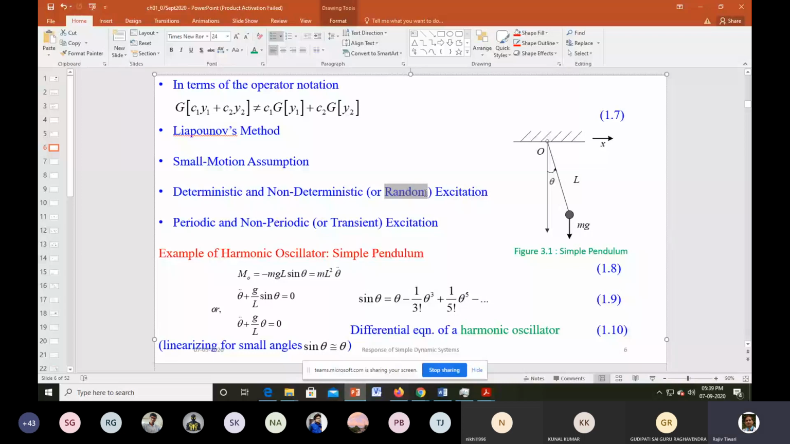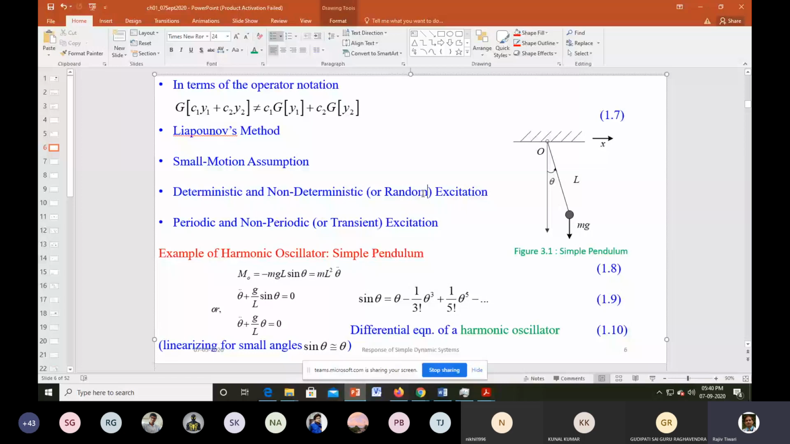So what are random forces? Like the wind or the sea waves. That kind of force we cannot predict; it will always be changing. That kind of random force has some specific characteristics. We will not be considering random force in this subject, but generally it has some statistical properties: a fixed mean, standard deviation, or other fixed statistical properties. Based on that, we analyze a system.